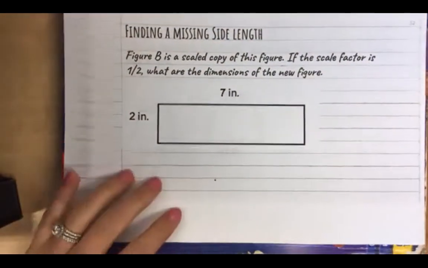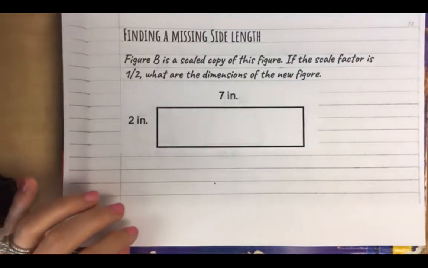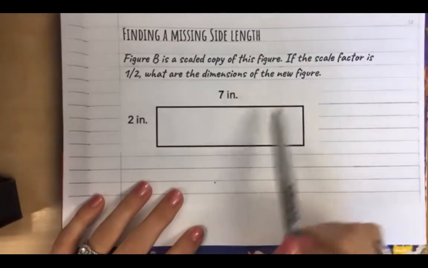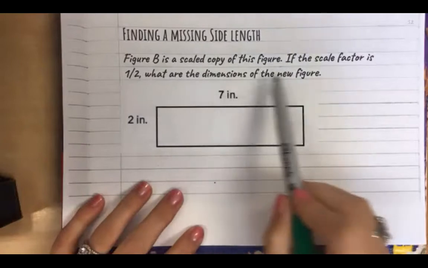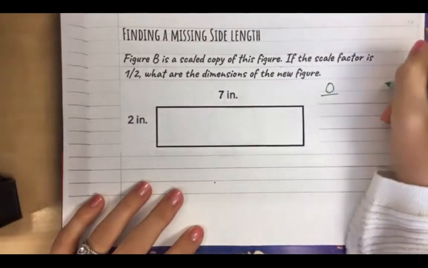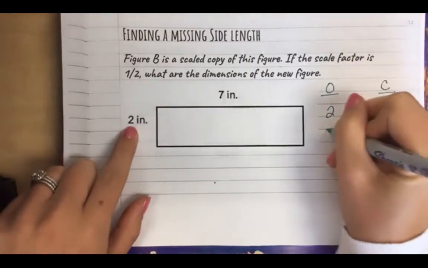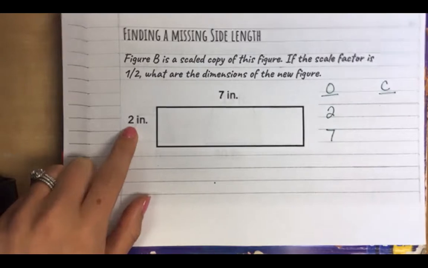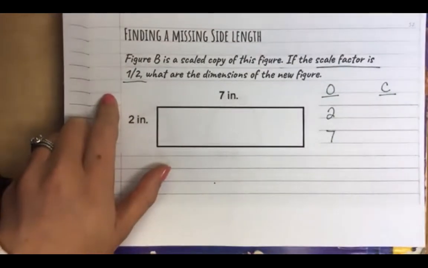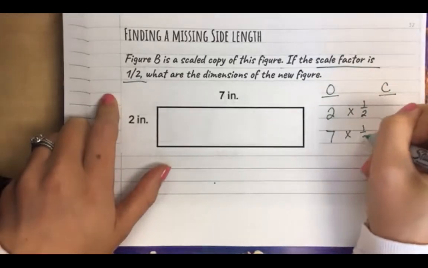Now this time we do not have a new figure, but we are going to figure out what it looks like. So it says figure B is a scaled copy of this figure. If the scale factor is 1/2, what are the dimensions of the new figure? So we have an original and we have a copy. And let's write down what we know. We know the dimensions for the original are 2 and 7 inches. It says the scale factor is 1/2. So we know that the scale factor is what we're going to multiply by.